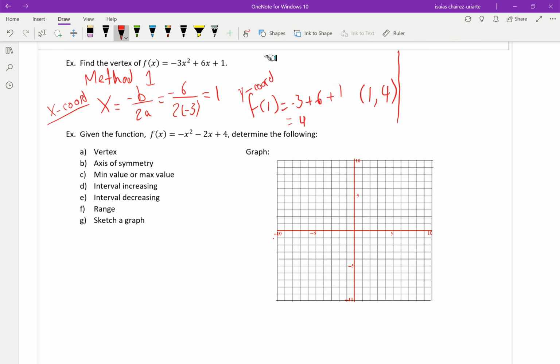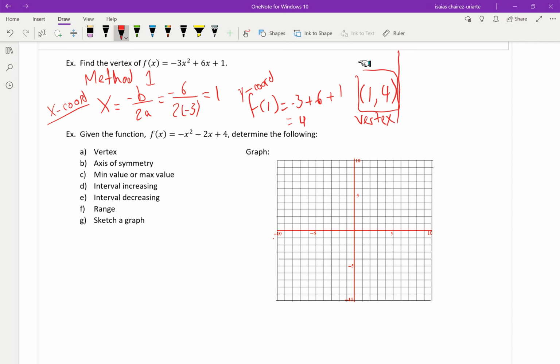So that's one method of finding the vertex, is to just use our little formula to find the x-coordinate. Once you find the x-coordinate of the vertex, just plug it back into the original quadratic function to find the y-coordinate, and then you have your point. This is my vertex right here. This is the vertex.